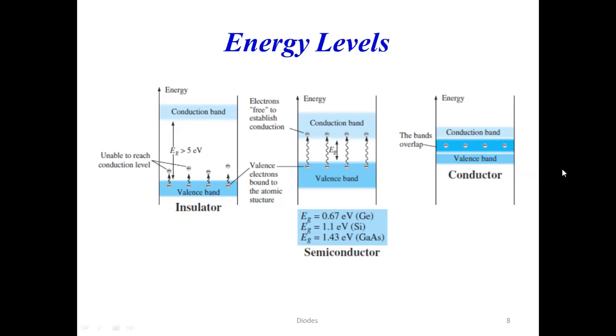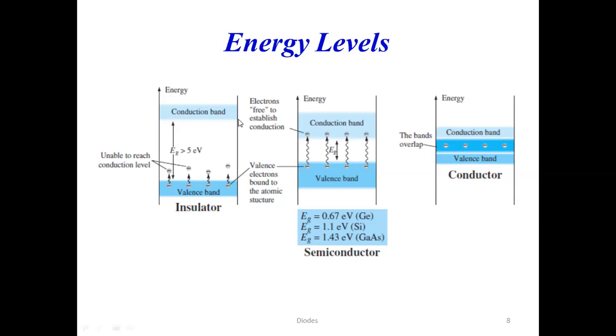Whereas if you see a conductor, then in this conductor, the conduction band and valence band are overlapping each other. So in the conductor structure, see here, the electrons which are present in the valence band are also available in the conduction band. Those electrons are freely available for conduction. And hence, materials like copper, silver, and aluminium are very good conductors of electricity.